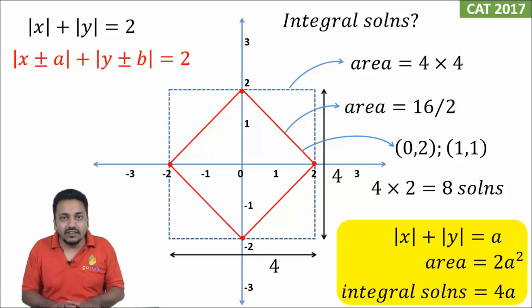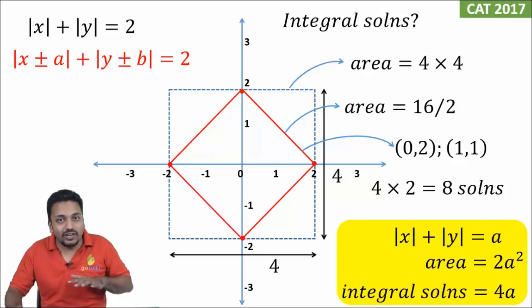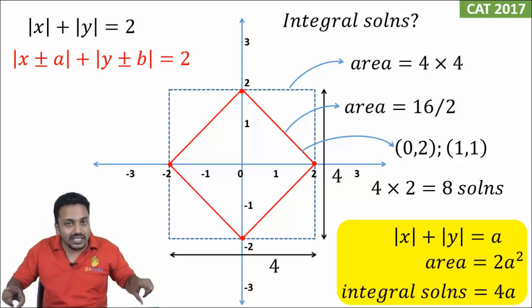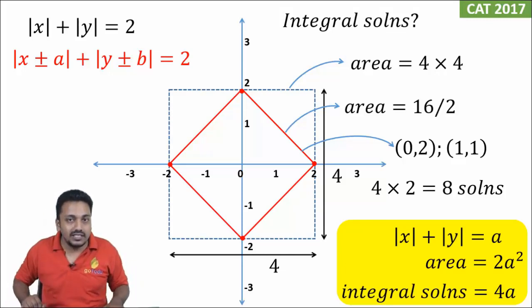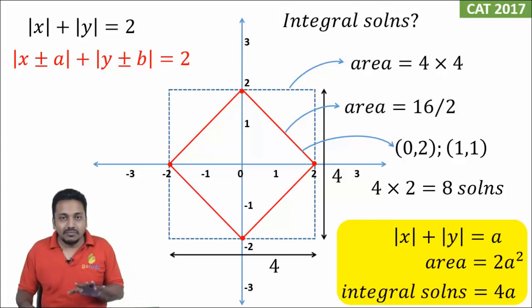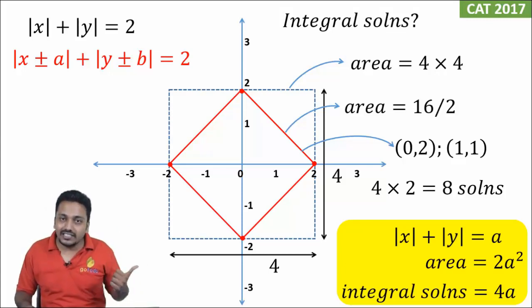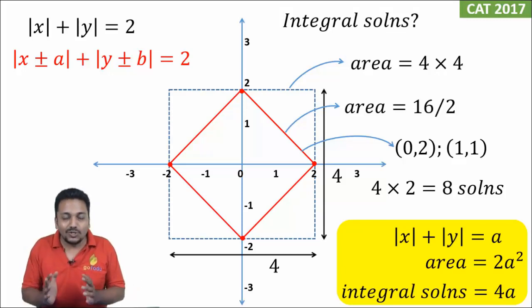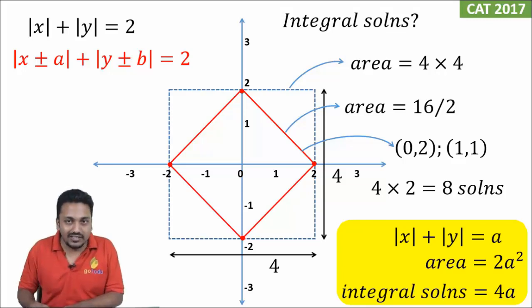On changing the variables a and b, the whole graph is going to shift. Its position will change, but the square shape that it is making won't change till the right hand side is kept as 2. Keep this in mind. Till the right hand side is kept as 2, the area enclosed within the graph is going to be the same, and total integral points satisfying this equation are going to be the same.